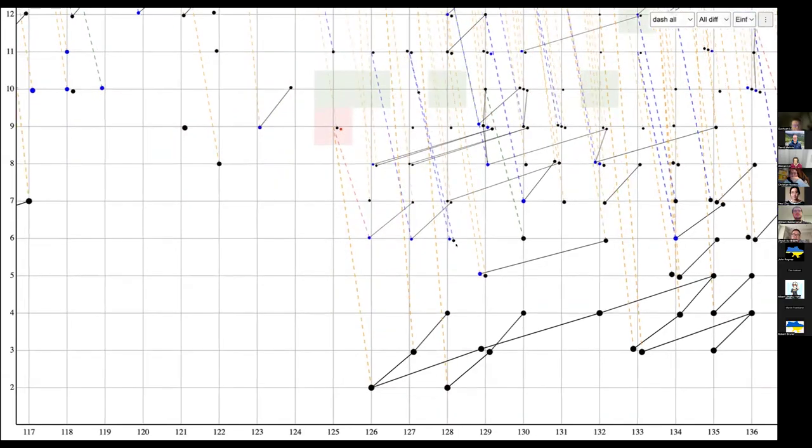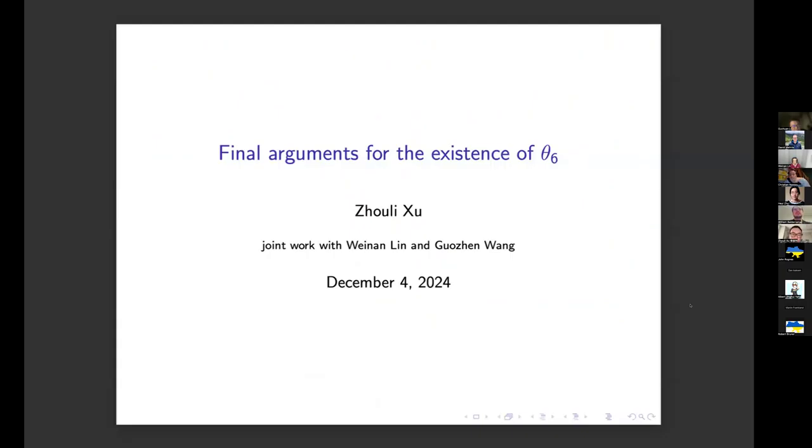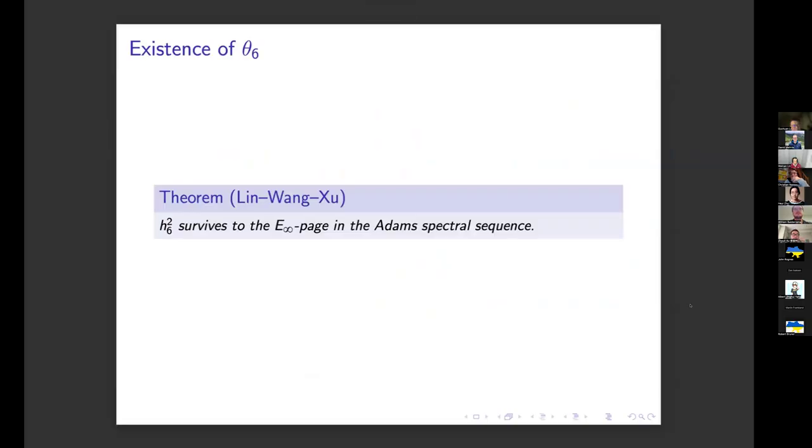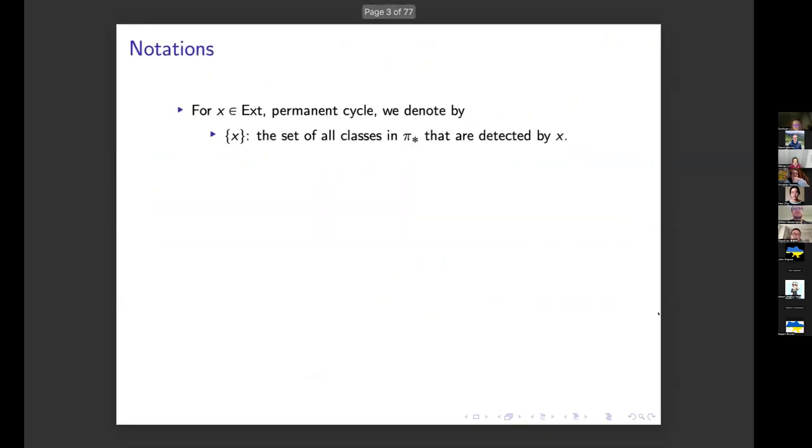All right, so now let me start. I'd like to talk about the final arguments for the existence of theta 6. So namely, theta 6 survives to the infinite page. So for notations, let me fix a few notations.